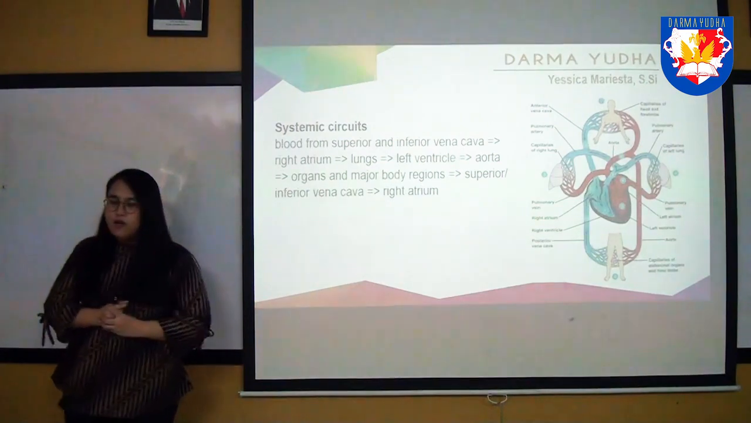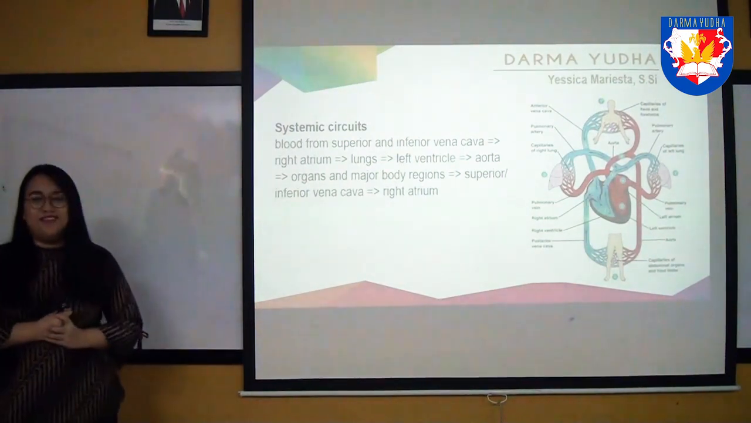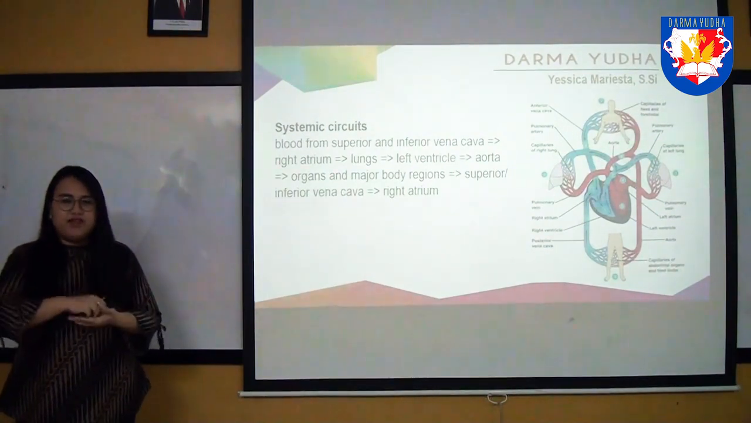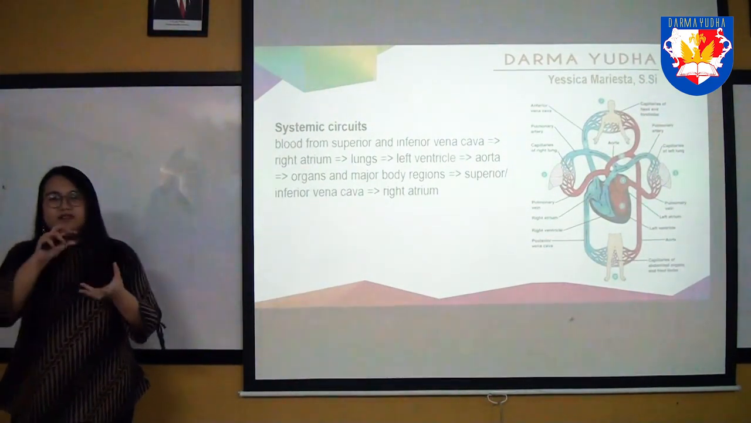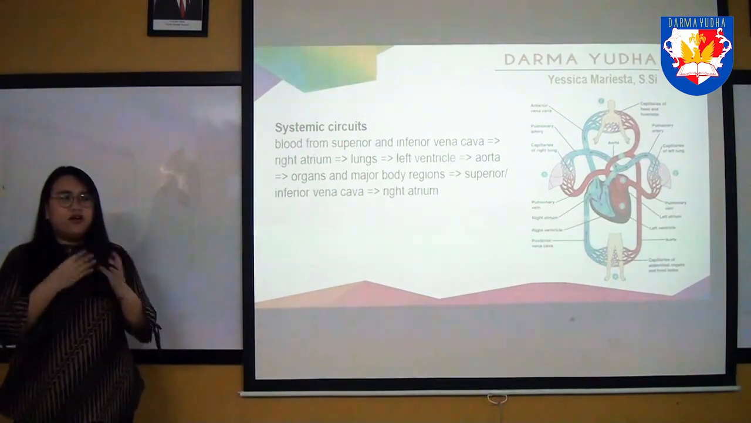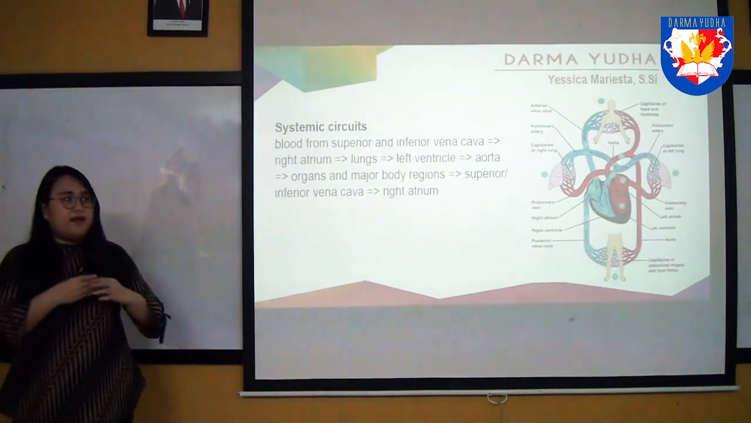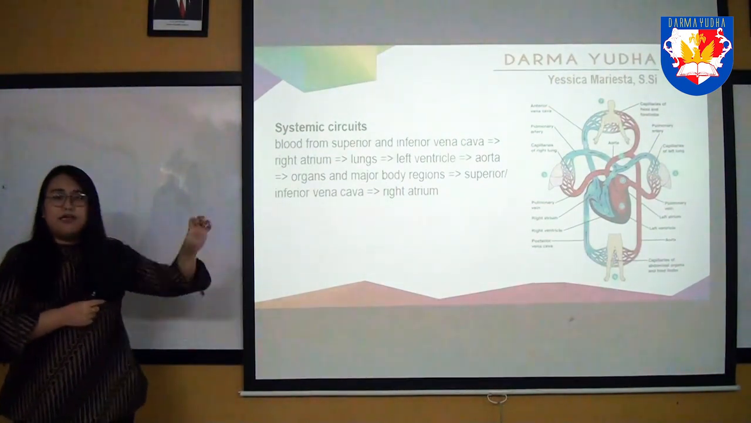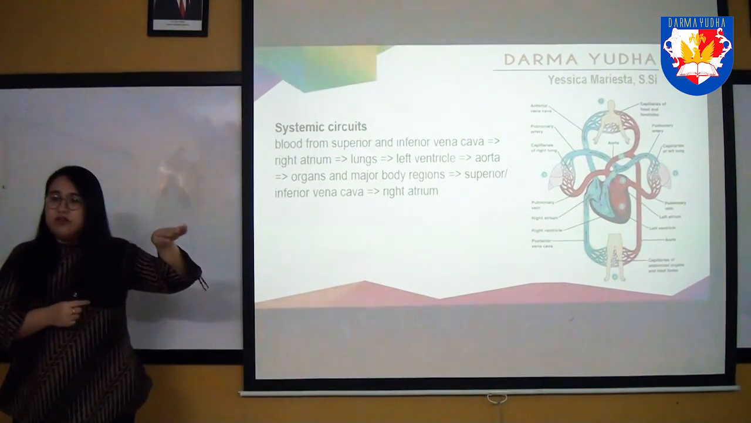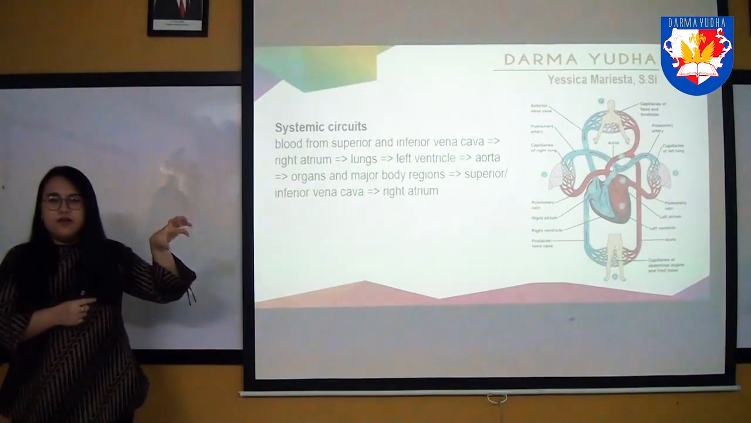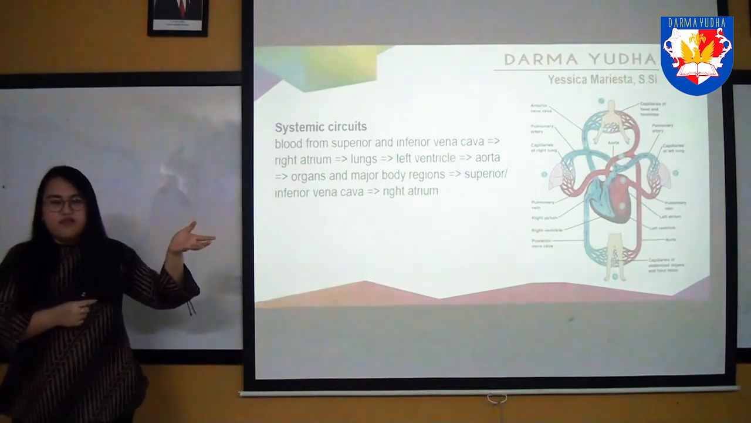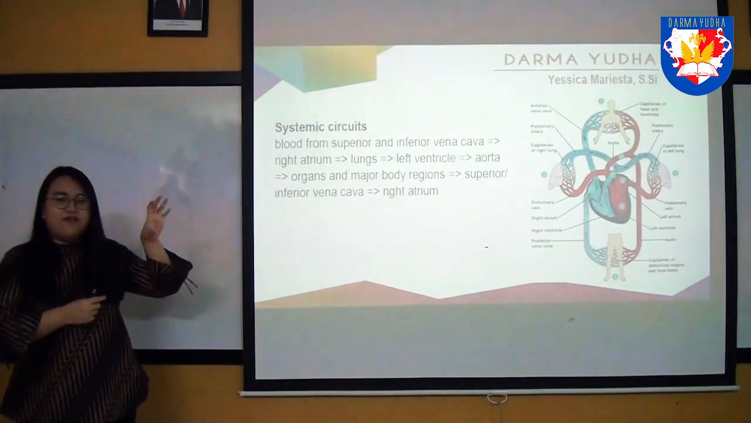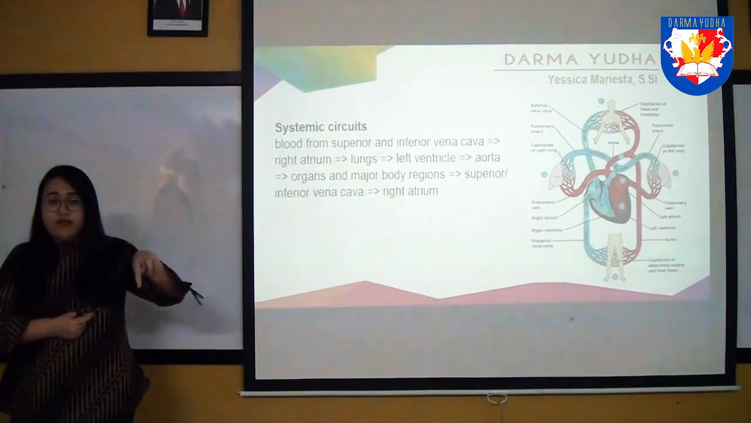Firstly, I want to explain the systemic circuit. To understand the pathway of each circuit, you need to know the structures of the heart. The heart is divided into four parts. The front parts are the atria, divided into the right atrium and the left atrium. The bottom parts are the ventricles, also divided into two, the left ventricle and the right ventricle.